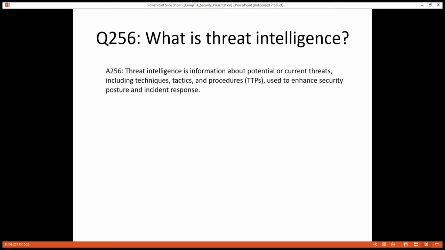Q256. What is threat intelligence? A256. Threat intelligence is information about potential or current threats, including techniques, tactics, and procedures (TTPs), used to enhance security posture and incident response.